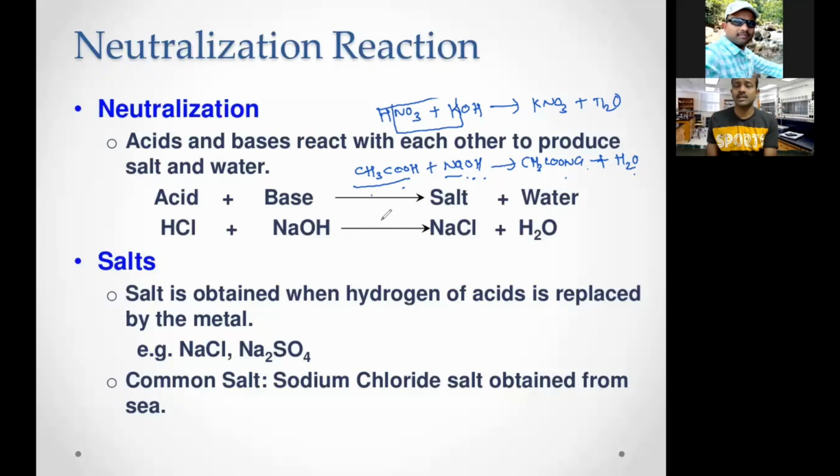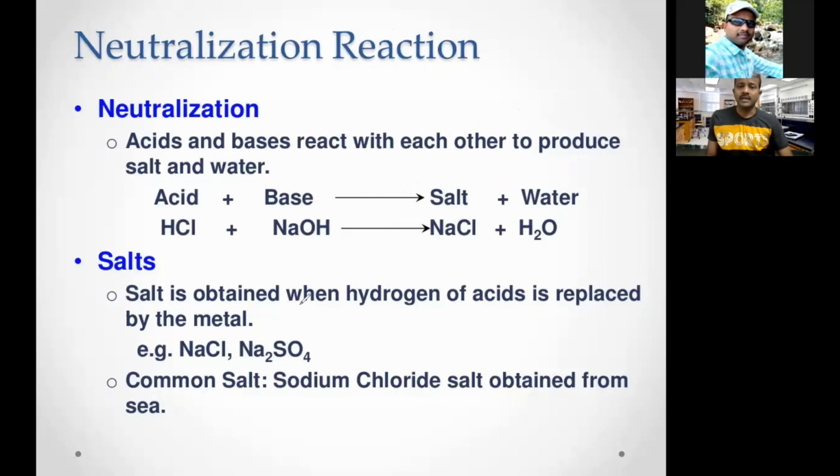So neutralization reaction: when strong acid reacts with a strong base, it will give salt and water. And this type of reactions we call neutralization reactions. During these neutralization reactions, we are getting salts. Okay, now you see about salts. Come to the salts.